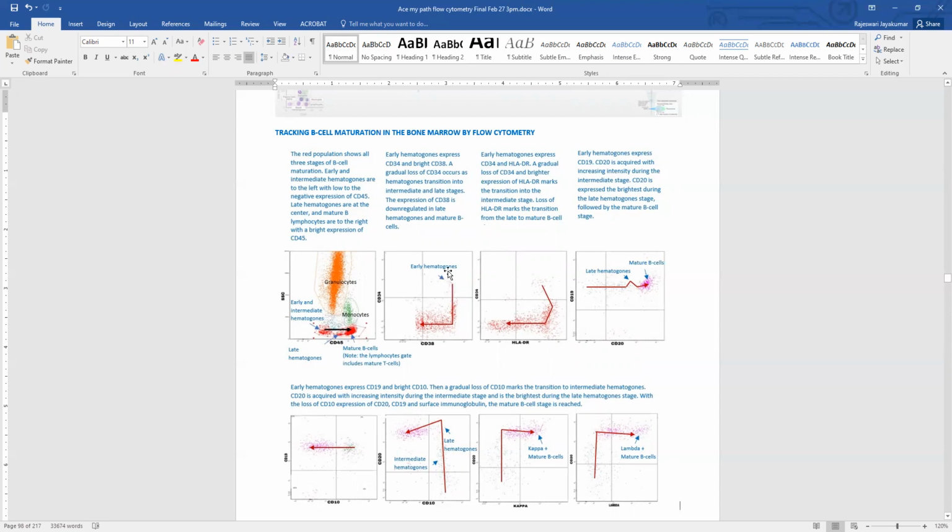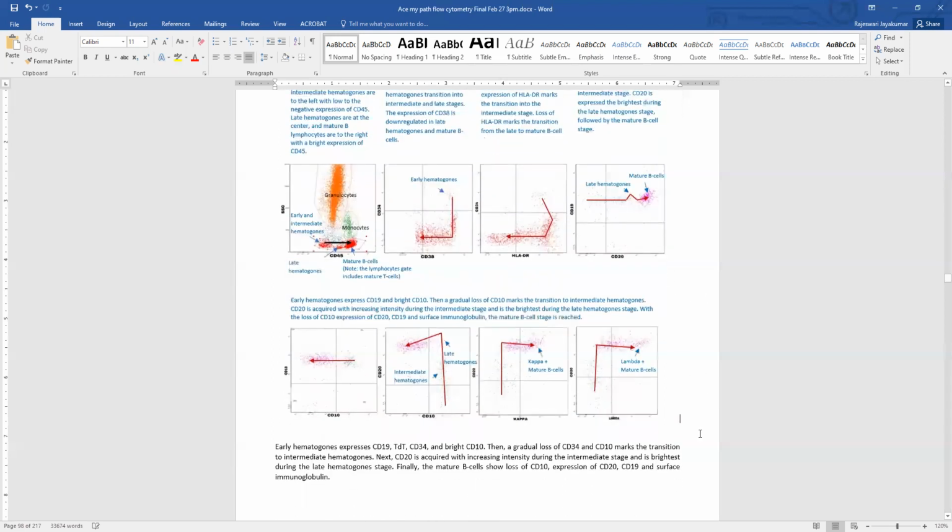The early hematogones express CD34, but as they mature, they lose CD34, and they express bright CD38, and then they start losing CD38 also. In the same way, they also gain HLA-DR and then start losing HLA-DR during their maturation. CD19 is expressed throughout, and CD20 is acquired as they mature, especially they are brightest in the late hematogones, even brighter than the mature B cells, and mature B cells do express CD20.